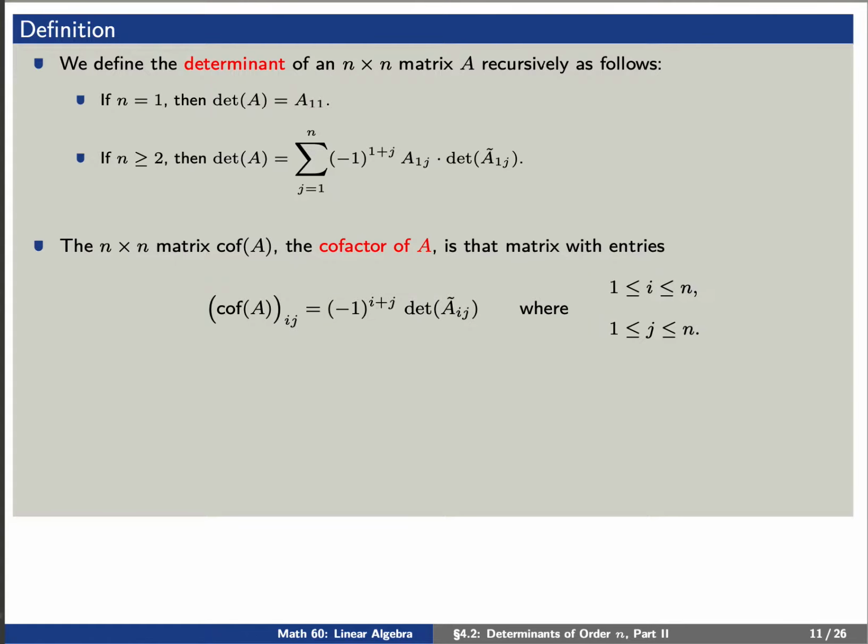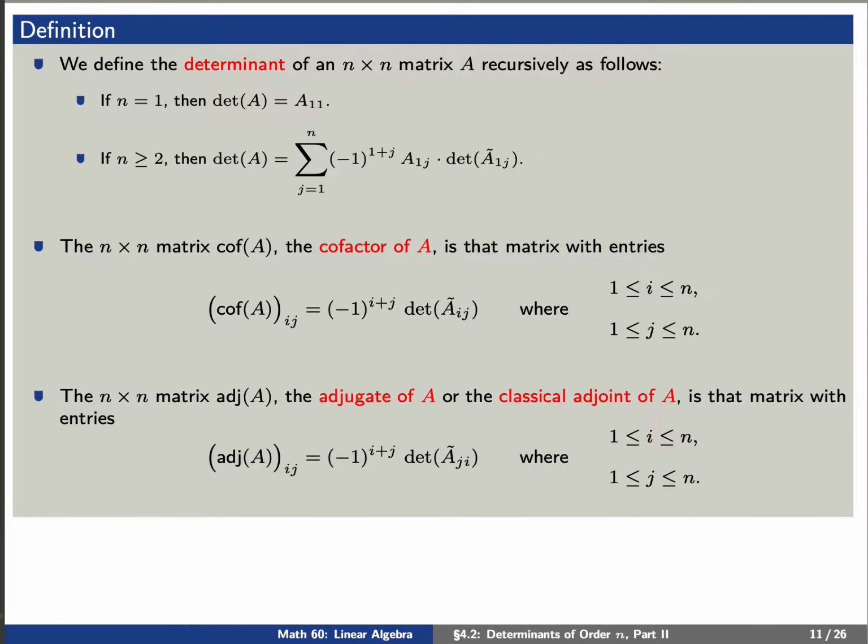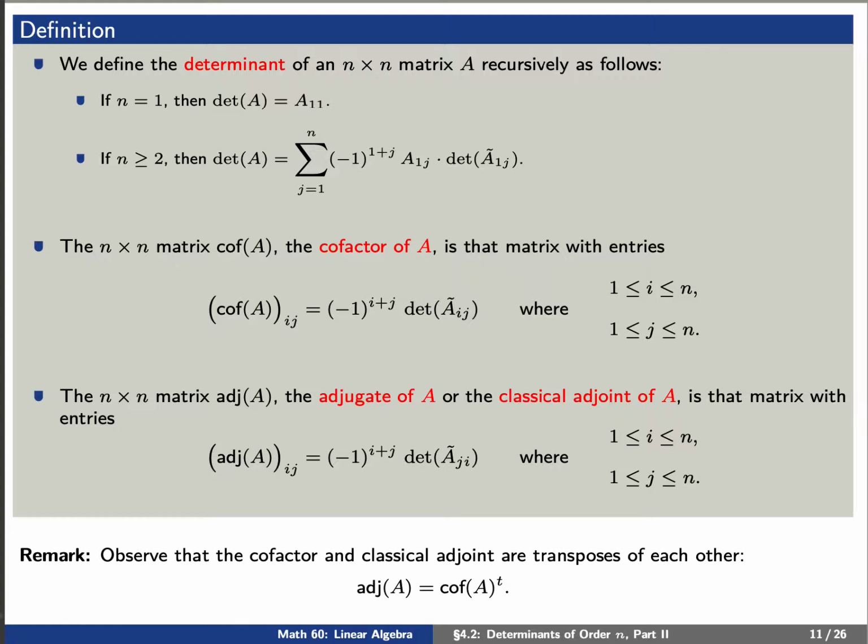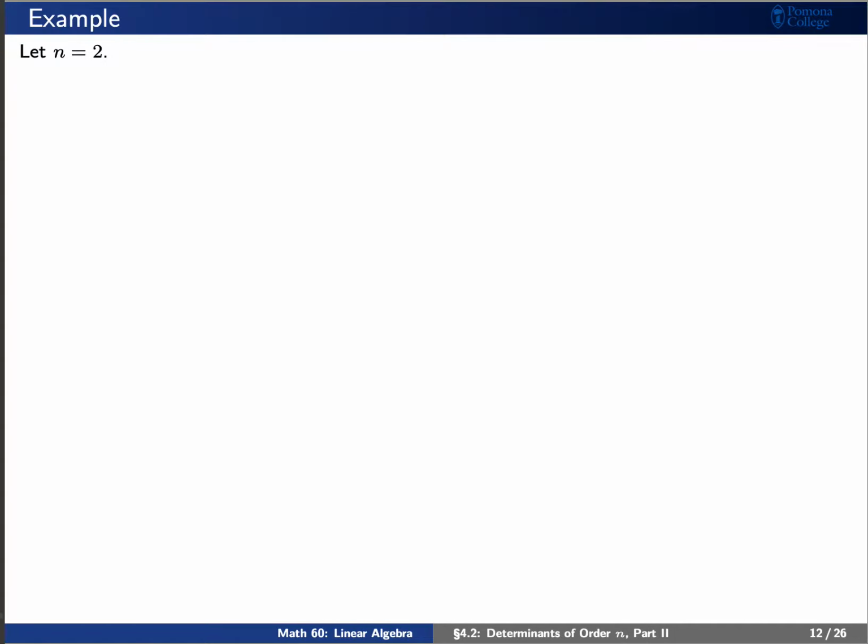That n by n matrix, where the ij entry is given as you see on the screen, is called the cofactor of A. Here the ij entry corresponds to a checkerboard pattern, this (-1)^(i+j), times the determinant of Aij tilde. The transpose of this matrix is what we call the classical adjoint. We'll give a few examples.